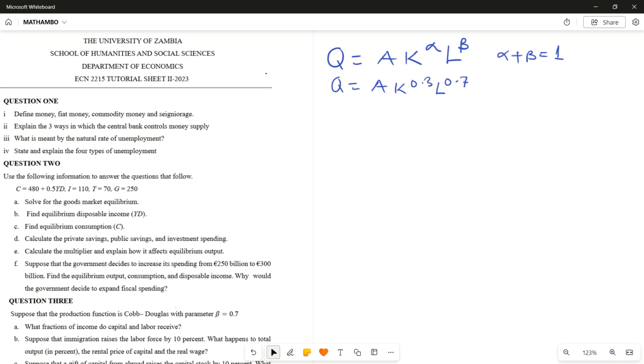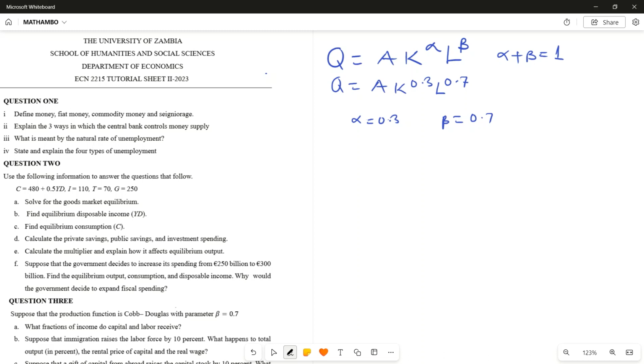So now the question, part A, is: what fraction of income do capital and labor receive? The quick method is just by looking at the exponents, right? Since K is raised to 0.3, in short, since alpha is 0.3, then we can argue, which is true, that 30% of total income goes to the compensation of capital. And since beta, the exponent of labor, is 0.7, we can also argue that 70% of total income goes to the compensation of labor.